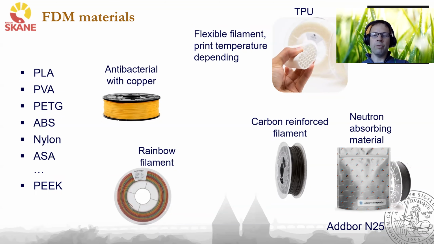Left of that is a carbon reinforced filament. And if one wants a bit happier prints, one can use the rainbow filament color a bit to the left. And in these times, one can use antibacterial filament that includes copper.